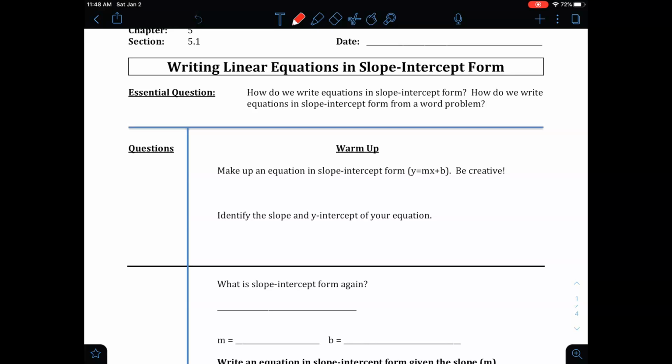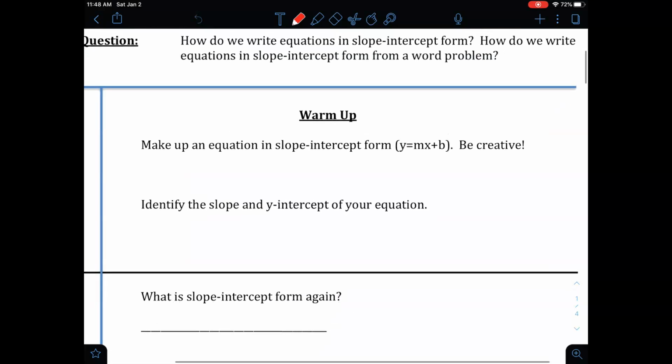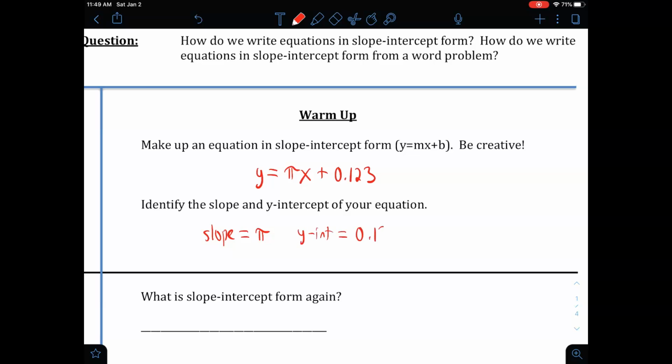All right, so when I mean be creative, I guess I could have mentioned that, but I mean use fractions, use weird numbers. Let's get really kind of weird with this stuff here, okay? So the one I came up with is y equals pi x plus 0.123. Those are some weird numbers, but that is totally a legit slope-intercept form equation. What's our slope? Our slope is what's in front of x, which is going to be pi. That's our slope, which is totally fine. And our y-intercept is going to equal 0.123.